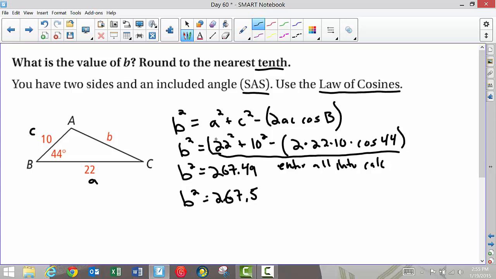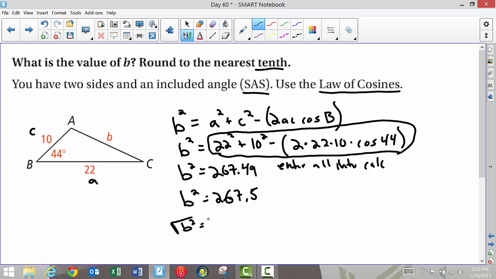So basically I just entered all of this into my calculator using parentheses where I wrote them. Make sure you're in degree mode in your calculator also when you do that. So that's very simple. So now I have b squared equals 267.5. I don't want b squared, I want b. So I take the square root of both sides.